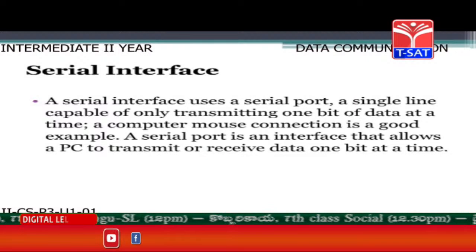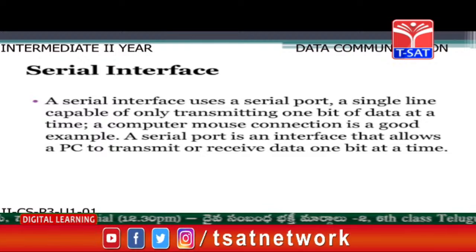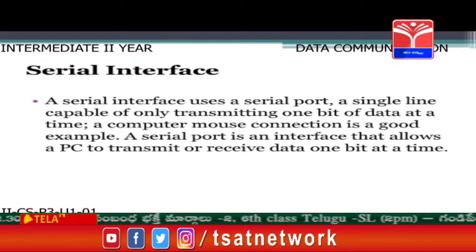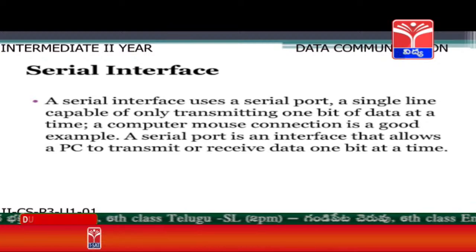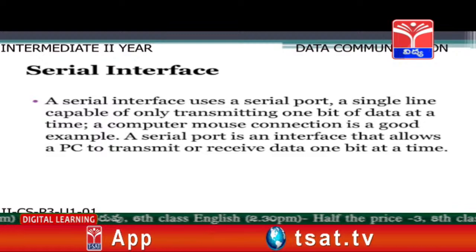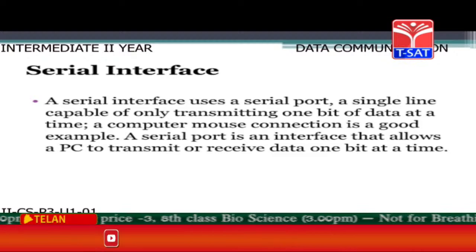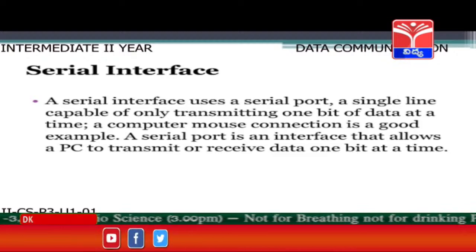Second is serial interface. A serial interface uses a serial port, a single line capable of only transmitting one bit of data at a time. A computer mouse connection is a good example. A serial port is an interface that allows a PC to transmit or receive data one bit at a time.